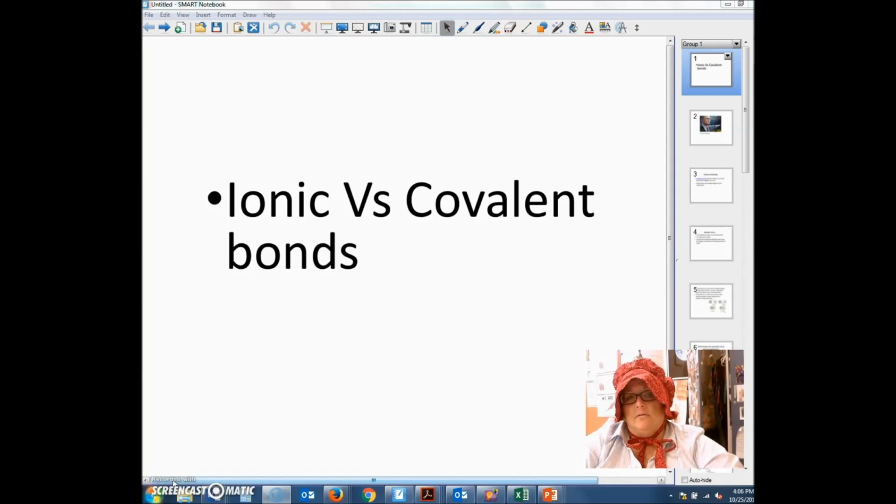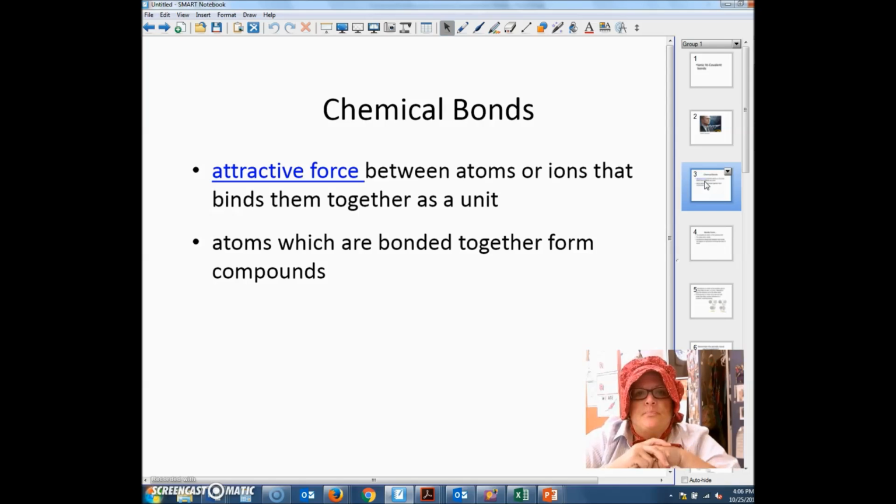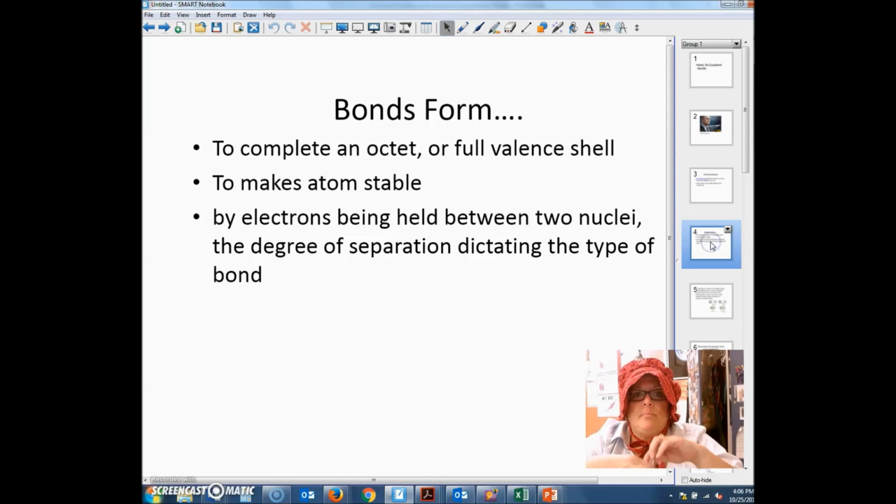Let's talk about the things that hold molecules together. Bonds, but not James Bond. We're talking about chemical bonds. A chemical bond is an attractive force between atoms or ions that binds them together as a unit. It's a connection. Atoms which are bonded together will form compounds.